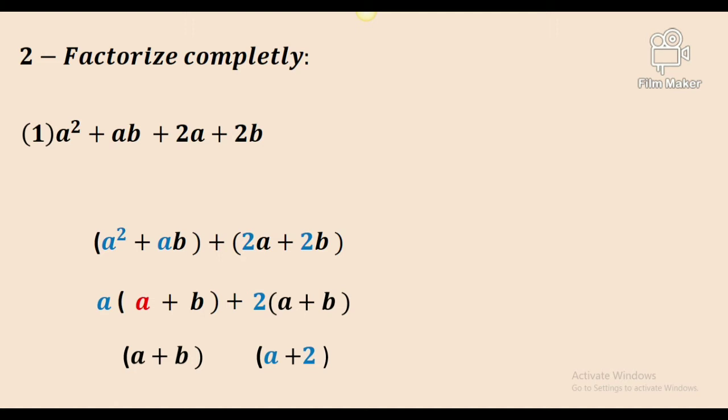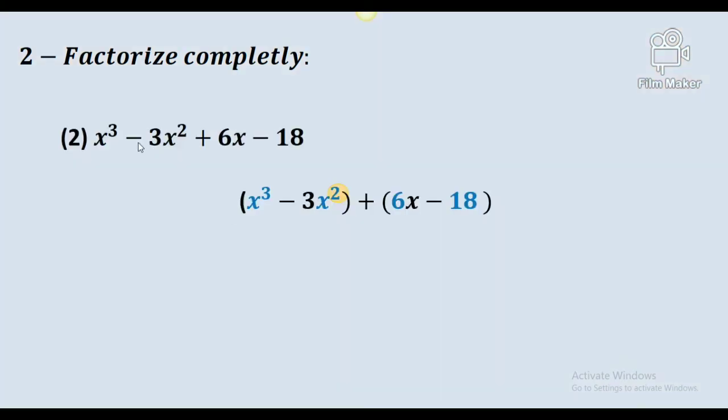Question number 2. x power 3 minus 3x power 2 plus 6x minus 18. Here, who can tell me what is the common factor between the first two algebraic terms? Yes, of course, x is a common factor, but here is x power 3 and here is x power 2. Which one will we take and why? Great job. We will take the smaller power.